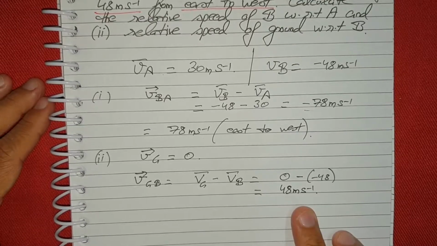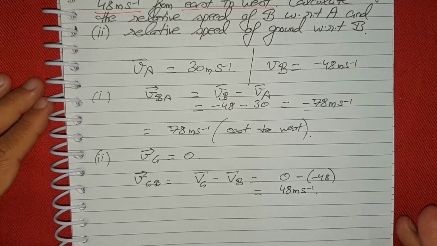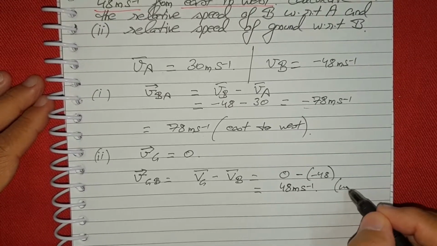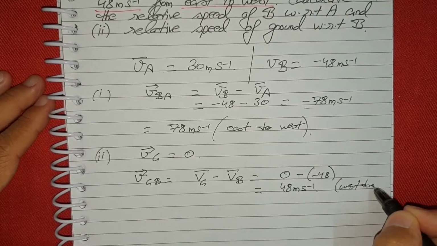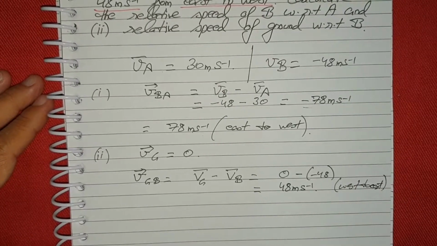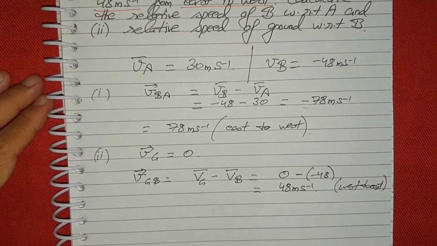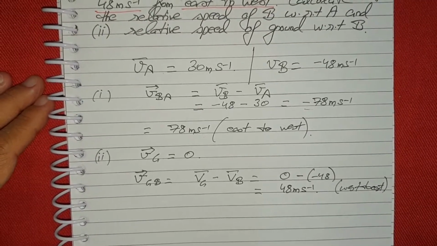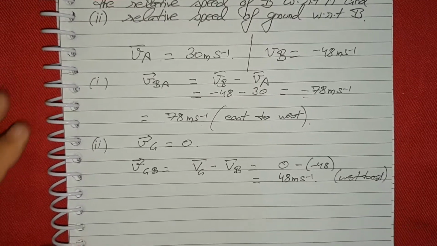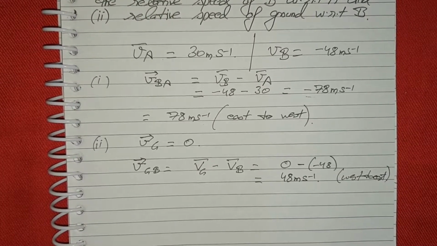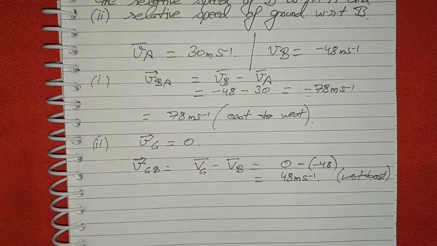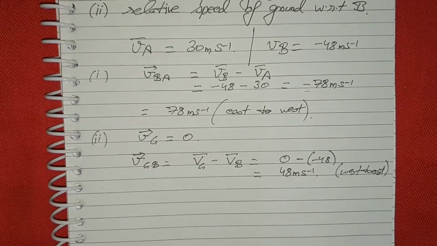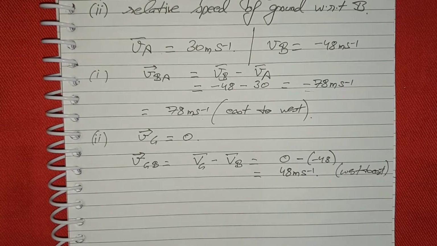Now, 48 meter per second is positive, so it is from west to east. That means the ground will appear to move from west to east with a speed of 48 meter per second with respect to B. That means the people who are sitting in train B will see the ground moving in the opposite direction. As the train is moving from east to west, the ground, it's obvious, is moving in the opposite direction, west to east at 48 meter per second.